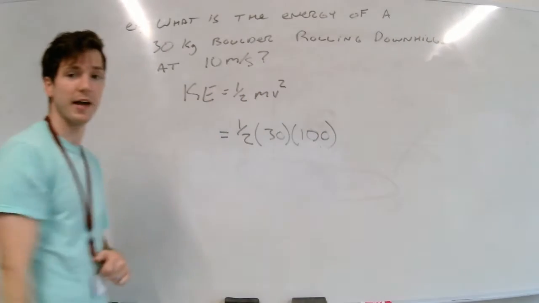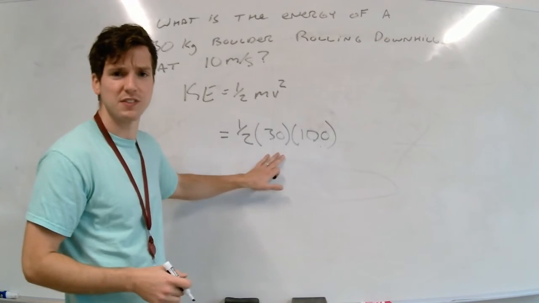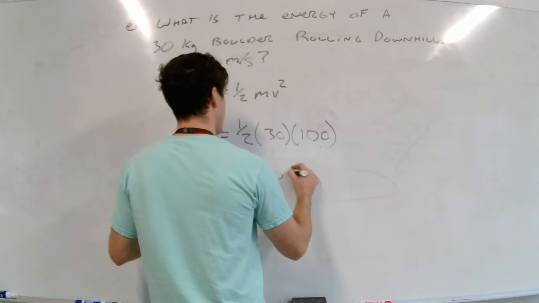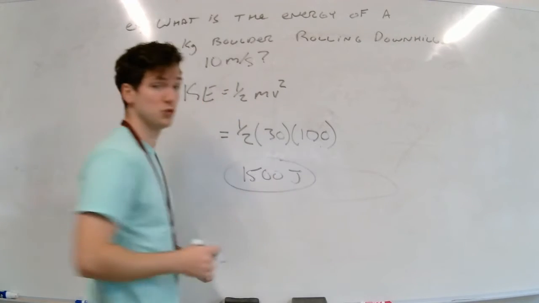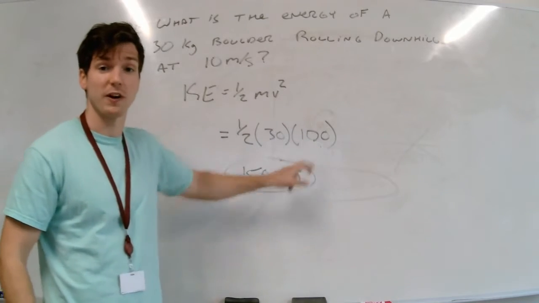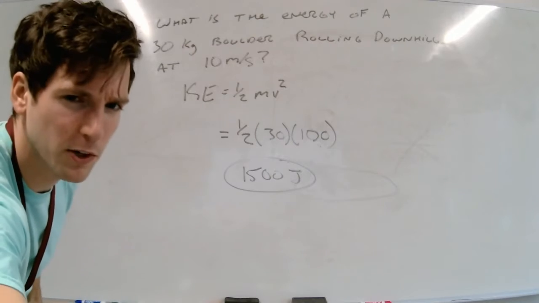Now I can multiply it by everything else in that problem, right? 1/2 times 30 is 15. 15 times 100 is 1,500 joules. Okay? So just make sure that you're doing your velocity squared first. That's the main thing. But other than that, it's just plugging and checking. Let's do one more example.